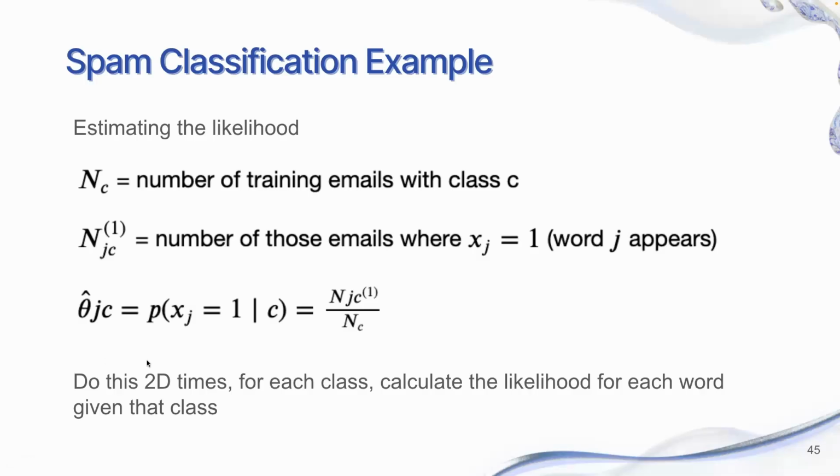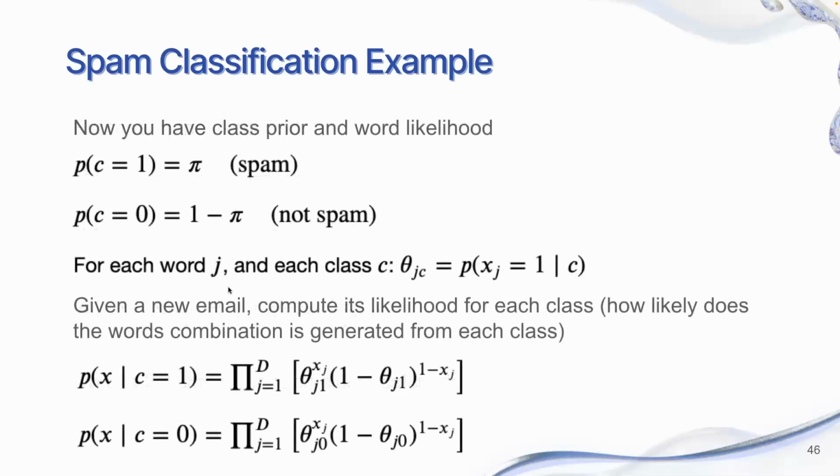And then you do this for each class, and you can calculate the likelihood of each word given that class. Basically, I give you a word, and after training, you can tell me how likely it is to appear. Let's say I give you a spam email and then the word win. You can tell me how likely that word appears in a spam email, which is probably high. And if I give you a non-spam email, how likely the word win appears in it is probably a bit lower, since it's just not common at all.